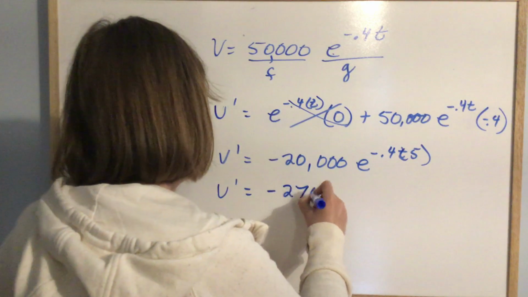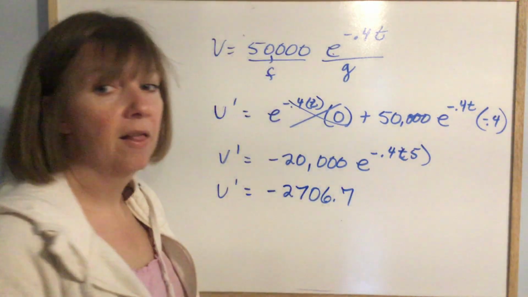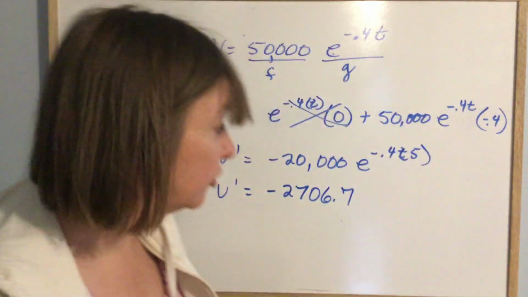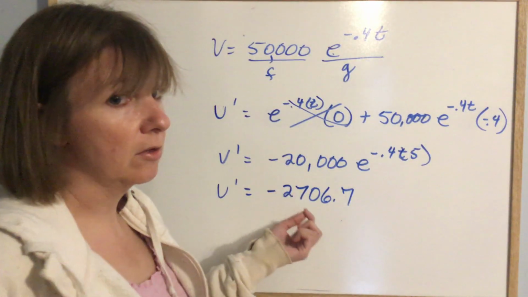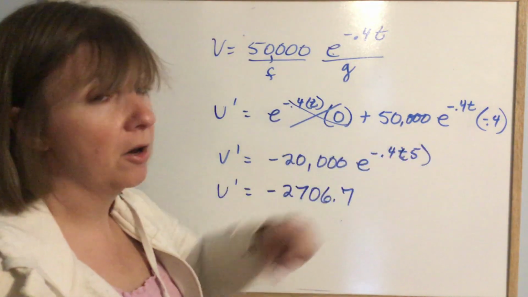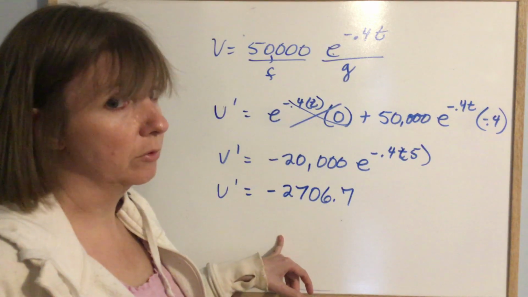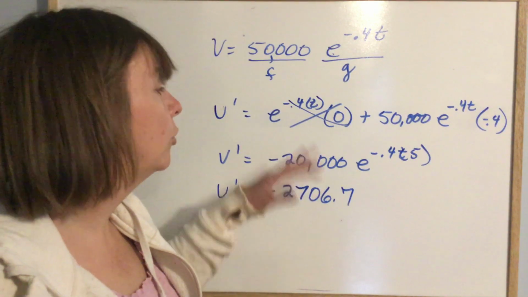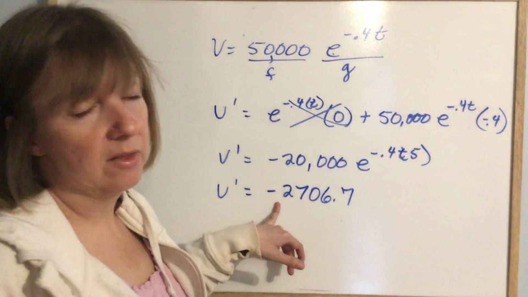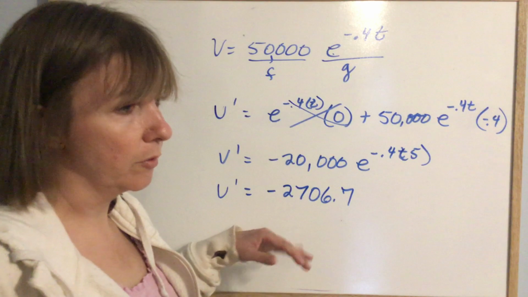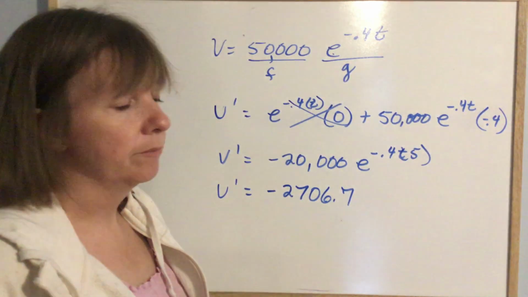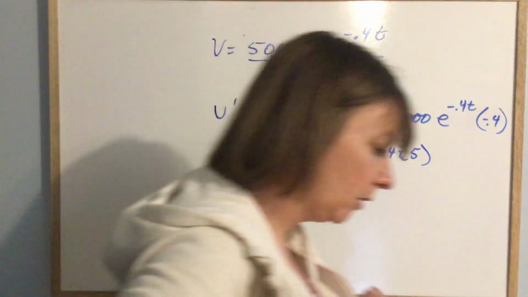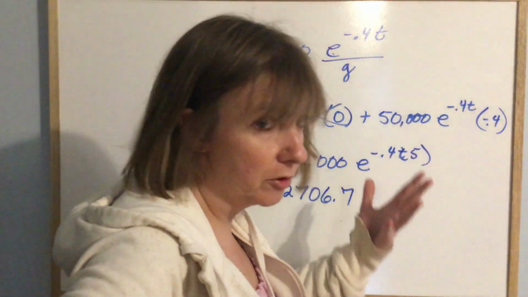It's going to be negative 2,706.7. Now again, that doesn't mean that the value of this machine is $2,706, because when you bought it, it was $50,000. I hope in 5 years it's not worth only $2,700. What it means is that at the 5th year, it will go down in value by $2,706.70. If at the beginning of the 5th year it was worth $40,000, at the end of the 5th year it would be worth 40,000 minus this. And for 10 years, you would do the same thing, just put 10 in for t.